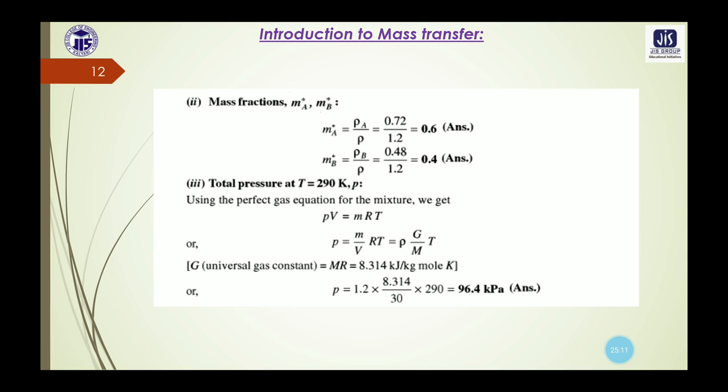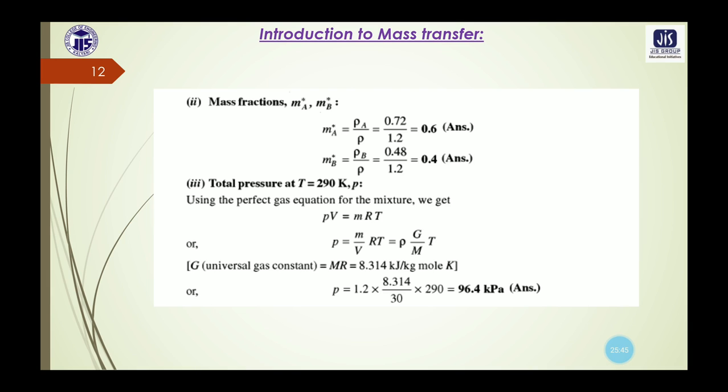Next we need to calculate the mass fraction. The formula for the mass fractions of species A and B: m star A equals rho A by rho, and m star B equals rho B by rho. These values of rho A, rho B and rho are known to us. Rho A and rho B we have calculated earlier, and the value of rho is given in the numerical. Based on those values, we have calculated the mass fractions: m star A equals 0.6, and m star B equals 0.4.